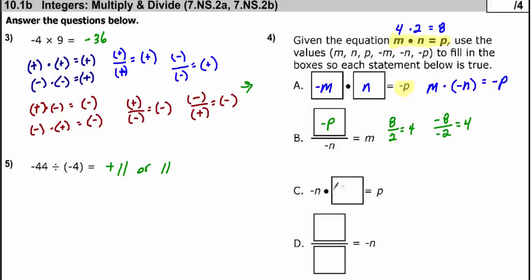Down to letter C, we're multiplying a negative times something, getting a positive. Signs have to be the same. That's negative m, or opposite of m.